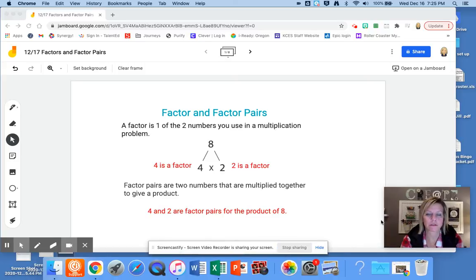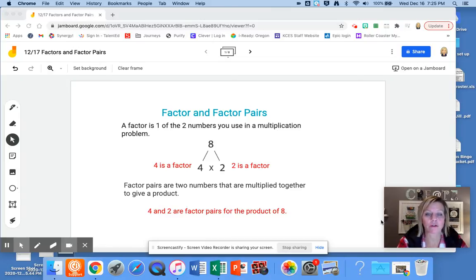Hi, fourth graders. Today we are going to be talking about factors and factor pairs. Before we get started in the lesson, I want to review what those mean. A factor is one of the two numbers you use in a multiplication problem. So you can see that there is a 4 times 2, and your answer is 8. So 4 is a factor and 2 is a factor.